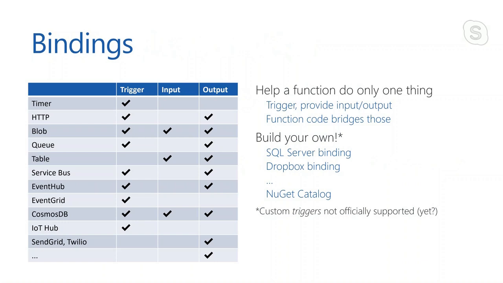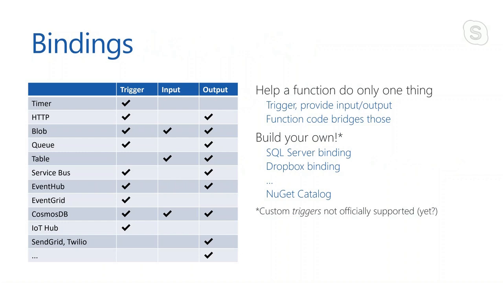You can build your own input and output bindings. I have seen SQL Server bindings. There's a Dropbox binding that I found out there. But we could also build our own custom trigger binding. And ideally, what I would want to do is remove all of that clutter from the code that I just showed you and simply write a trigger binding that reads from the NuGet catalog and whenever a package appears, calls into my function and gives me a package that I can process.